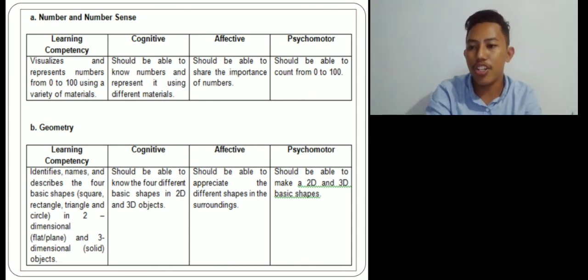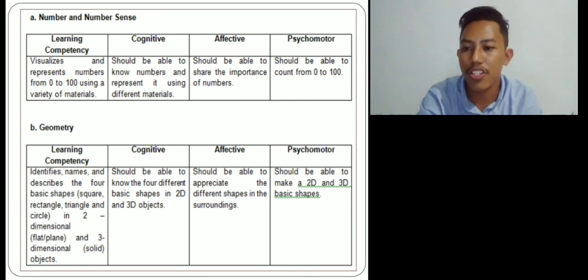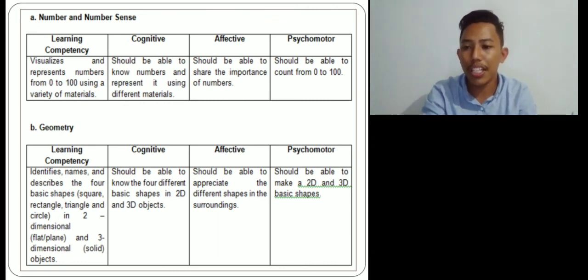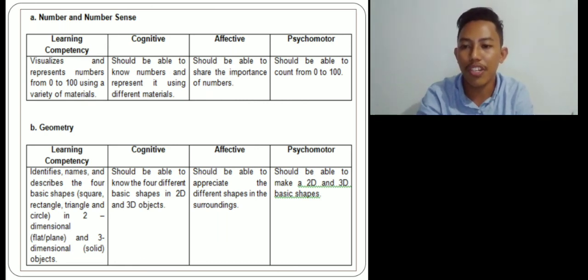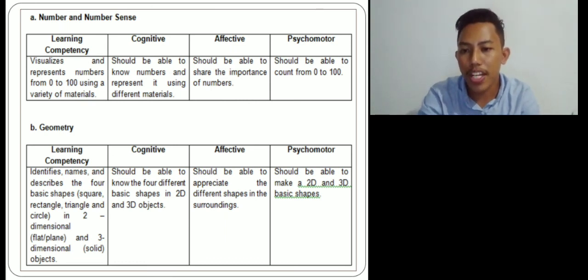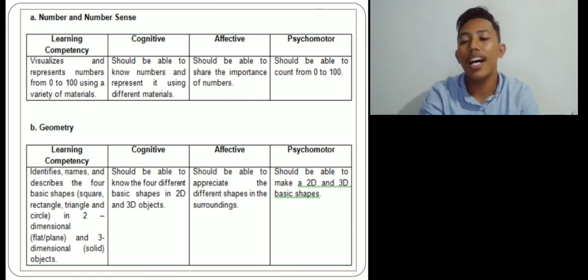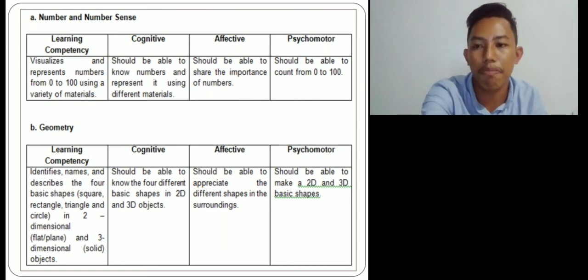The next is geometry. Example of learning competency: identifies, names, and describes the 4 basic shapes, which are square, rectangle, triangle, and circle, in 2-dimensional or flat plane and 3-dimensional or solid objects. In the cognitive domain, students should be able to know the 4 different basic shapes in 2D and 3D objects. In the affective domain, students should be able to appreciate different shapes in their surroundings. And in the psychomotor domain, students should be able to make 2D and 3D basic shapes.